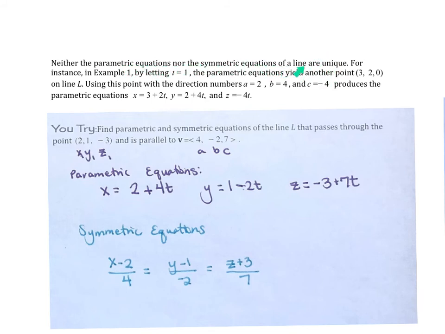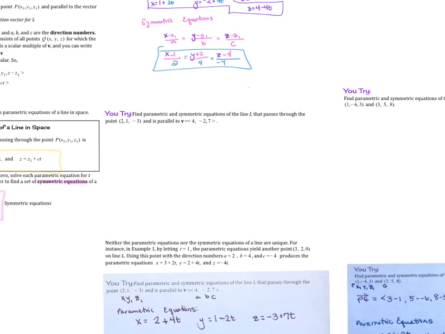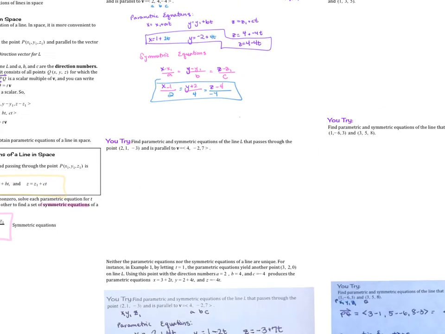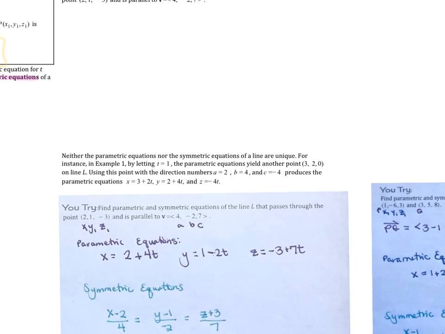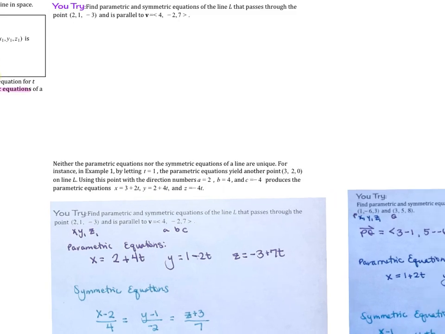Now, just as a note, neither the parametric equations nor the symmetric equations of a line are unique. For instance, in example 1, if we let t equal 1 and plug that in, that will yield another point. If we plug in 1 to each of these, we get (3, 2, 0) on line L. Then using that point with the direction numbers a of 2, b of 4, and c of -4, what we had initially, it would produce the parametric equations x equals 3 plus 2t, y equals 2 plus 4t, and z equals -4t. So just as an FYI, I wanted to talk about that.